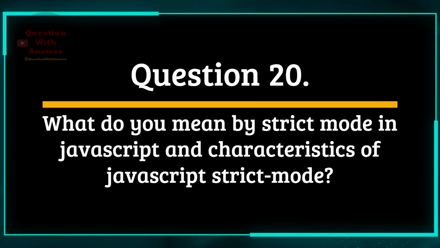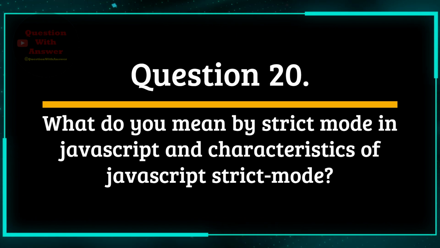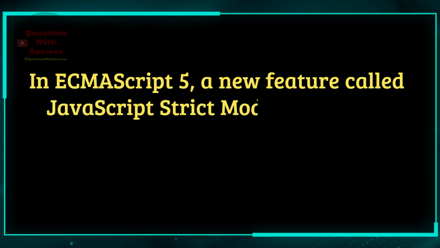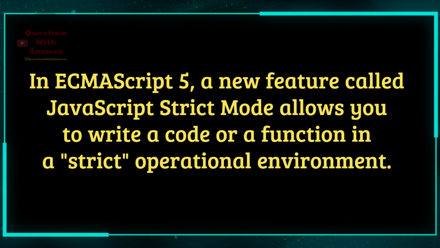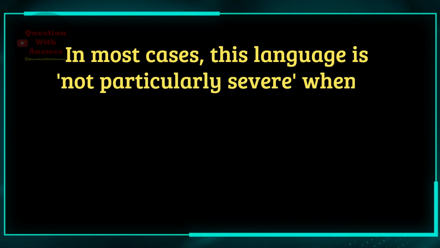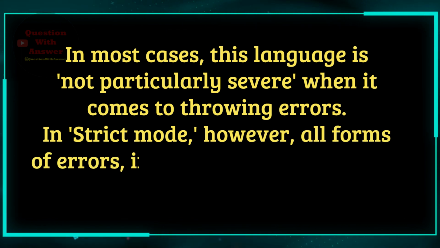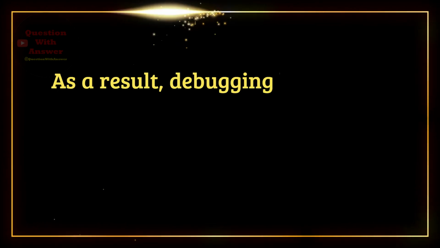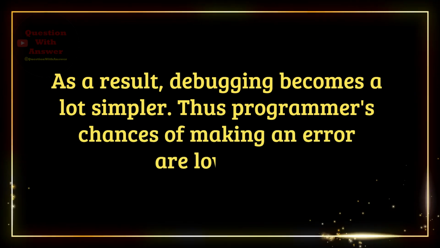Question 20. What do you mean by strict mode in JavaScript, and what are the characteristics of JavaScript strict mode? In ECMAScript 5, a new feature called JavaScript strict mode allows you to write code or a function in a strict operational environment. In most cases, the language is not particularly severe when it comes to throwing errors. In strict mode, however, all forms of errors, including silent errors, will be thrown. As a result, debugging becomes a lot simpler, and programmers' chances of making an error are lowered.